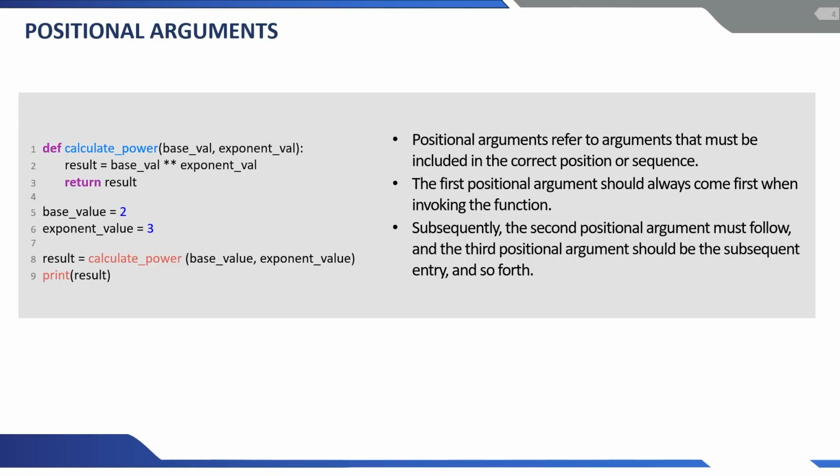Take for example this function, calculate power. This function basically requires two inputs, which are base val and exponent val. To call this function, you will need to pass two arguments, and you need to pass them in the correct order. For example, if you supply the base value equal to 2 and the exponent value equal to 3, this function by right should produce an output of 8. As you can see, the order of the arguments is critical. If you pass the arguments in the wrong order, you will get an incorrect result.